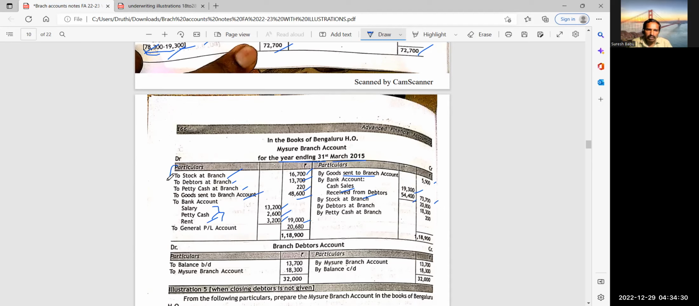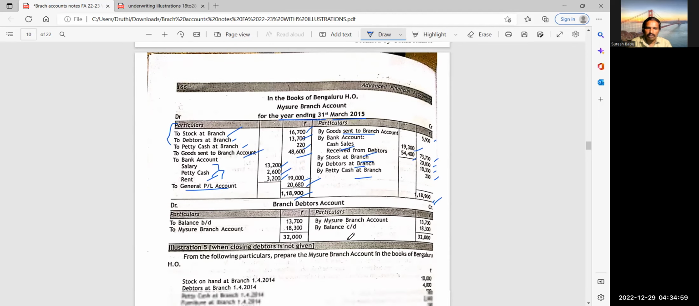Now opening assets, right? Over. Now closing assets. Closing stock, it's given in the sum, 20,800. Debtors, it is known, 18,300 at closing date. Petty cash, they have said 200. Now everything is over. Balance it. 1,18,900. General profit and loss, profit 20,680.